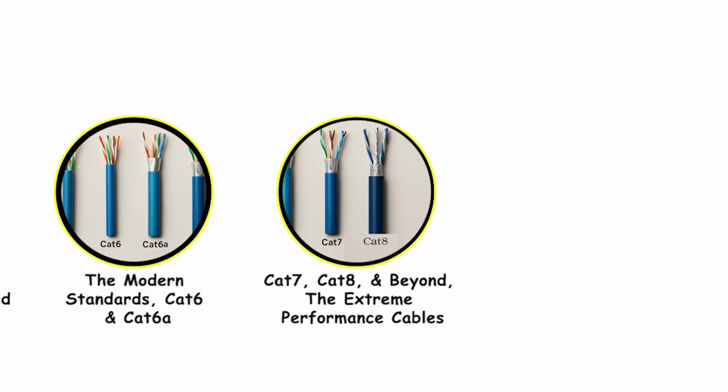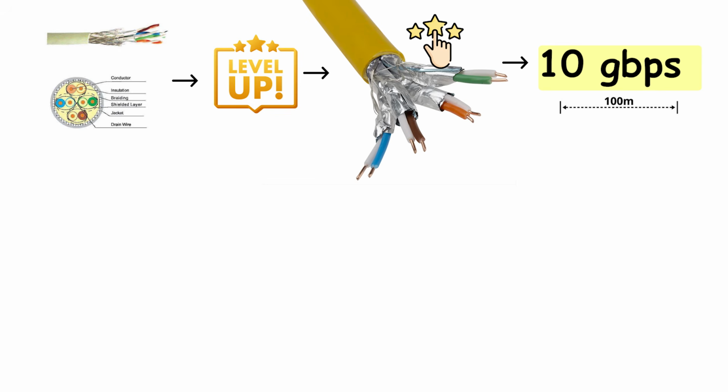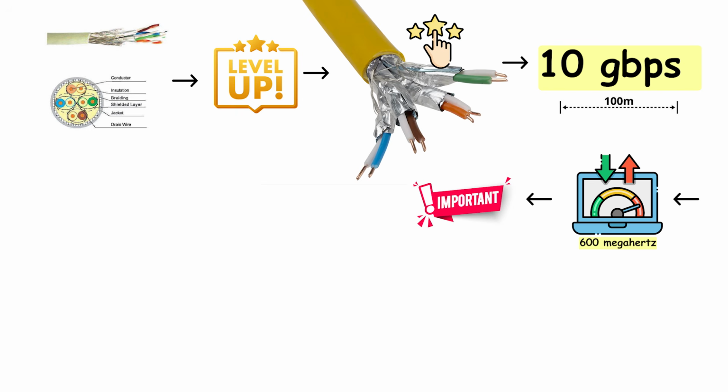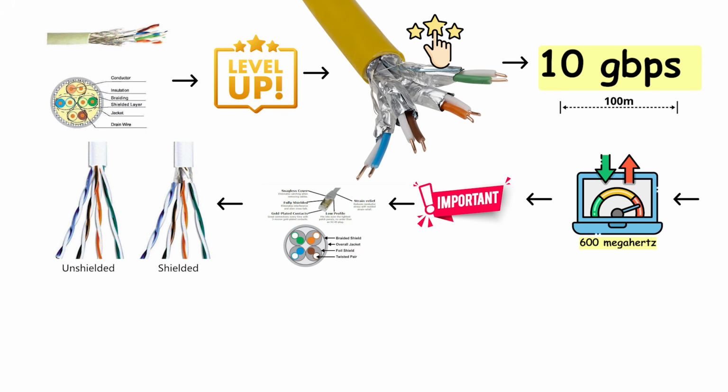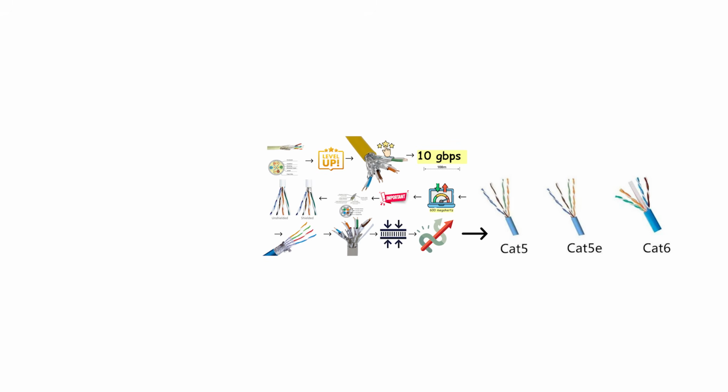Cat7, Cat8, and beyond. The extreme performance cables. Category 7 cables take things to another level. Cat7 is also rated for 10 gigabit speeds at 100 meters, but it has a bandwidth of 600 MHz. More importantly, Cat7 has the strictest specifications for reducing interference. These cables require shielding around each individual wire pair, plus an additional shield around all 4 pairs together. This double shielding makes Cat7 cables noticeably thicker and less flexible than Cat6 or Cat5e.